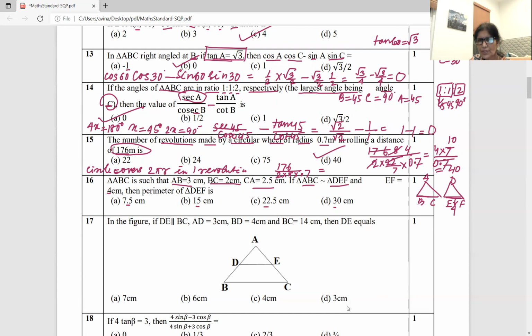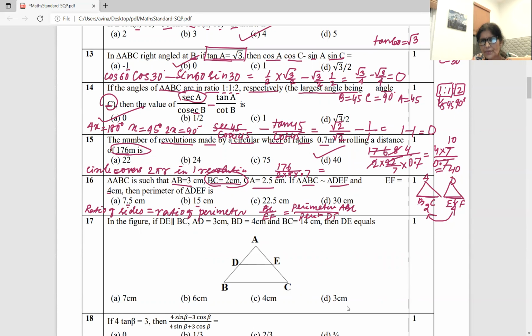तो EF के साथ रेशियो कौन है? BC है. तो BC दिया है 2. तो क्या लिखेंगे? रेशियो ऑफ साइड्स is equal to ratio of perimeters. अगर एरिया दिया होगा, it will be square of ratio of sides. लेकिन यहाँ पेरीमीटर होगा तो सिर्फ ratio of sides. तो जो EF दिया हुआ है, मैं EF के साथ जो corresponding है उसको ले रही हूँ. तो मैं लिखूँगी BC by EF is equal to perimeter of ABC by perimeter of DEF.